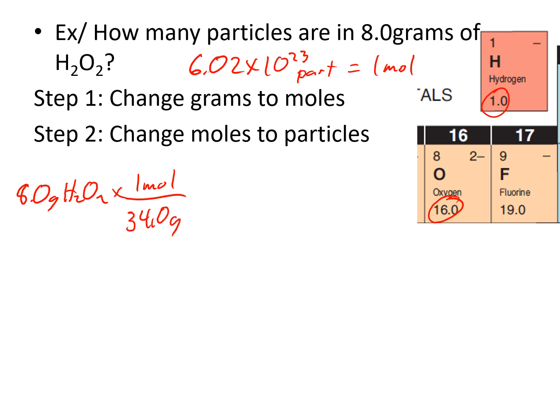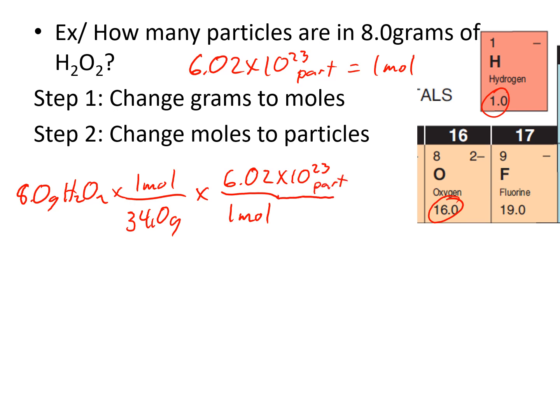So 34.0 grams. If I just did this, I would have moles of hydrogen peroxide. But I don't want moles, so I'm going to cancel out moles by putting it on the bottom, so moles cancels out. And then I want particles, so I'm going to go 6.02 times 10 to the 23 particles.